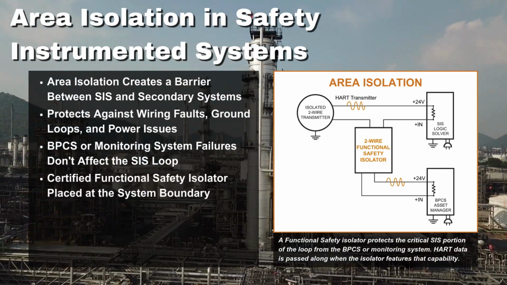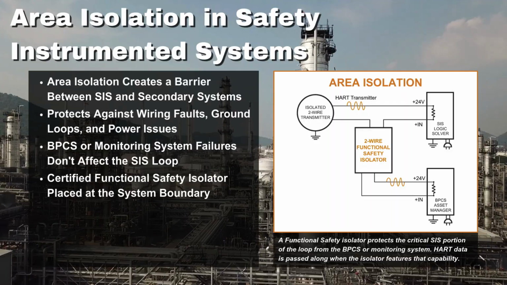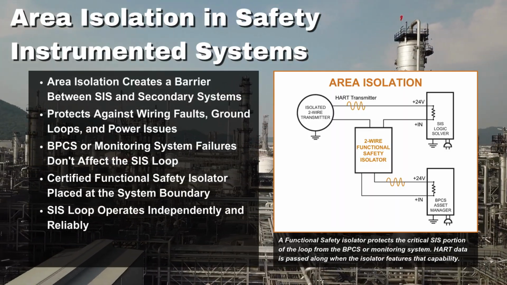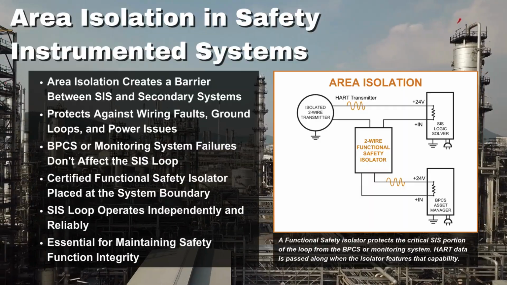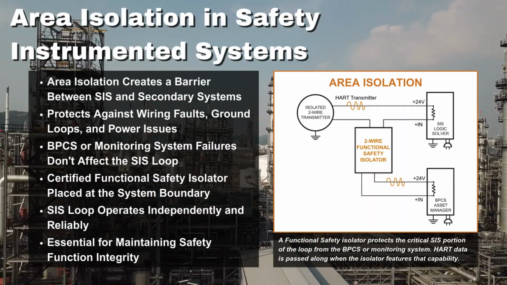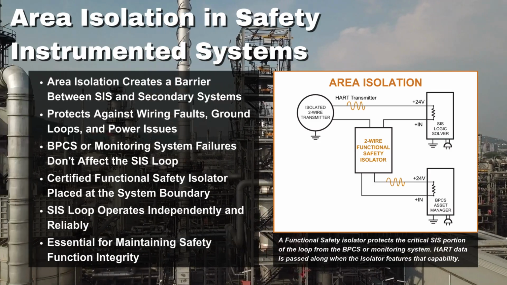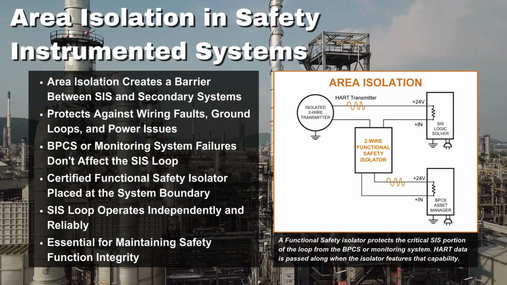By placing a certified functional safety isolator at the boundary, the SIS loop remains completely independent. Any failure or disconnection on the secondary system side does not affect the safety function, ensuring the loop continues to operate reliably when it matters most.